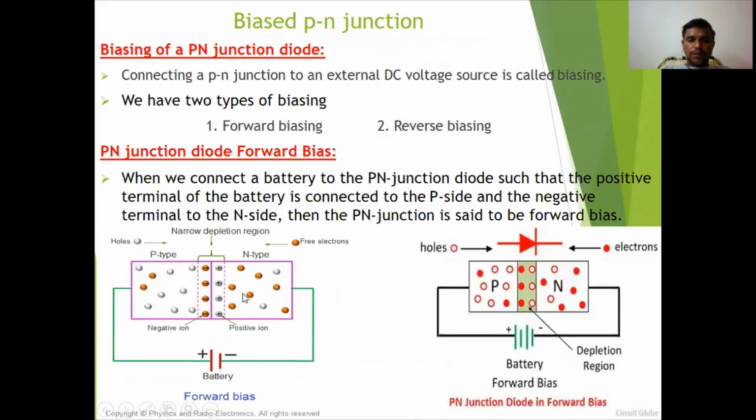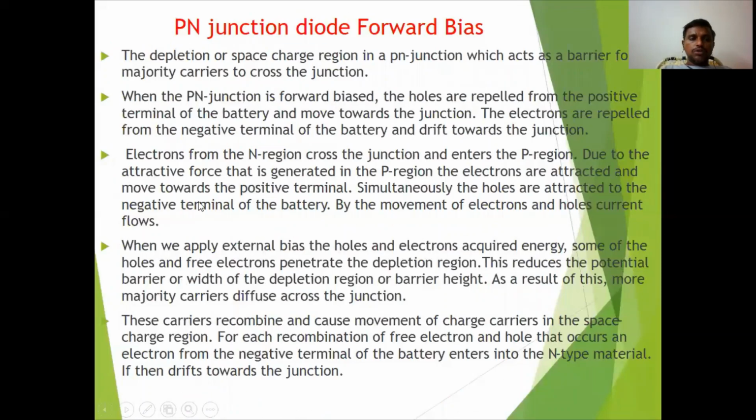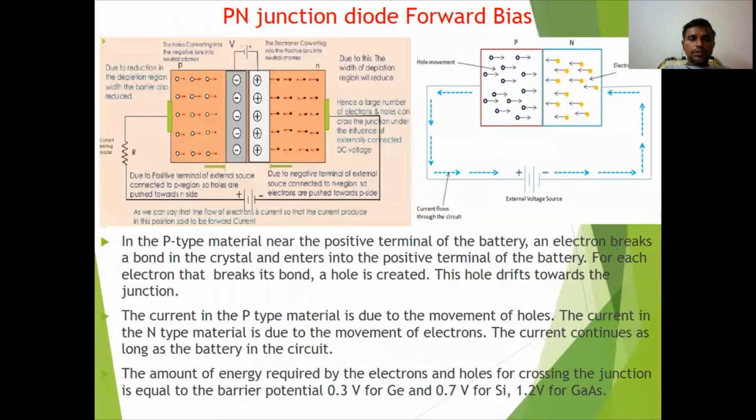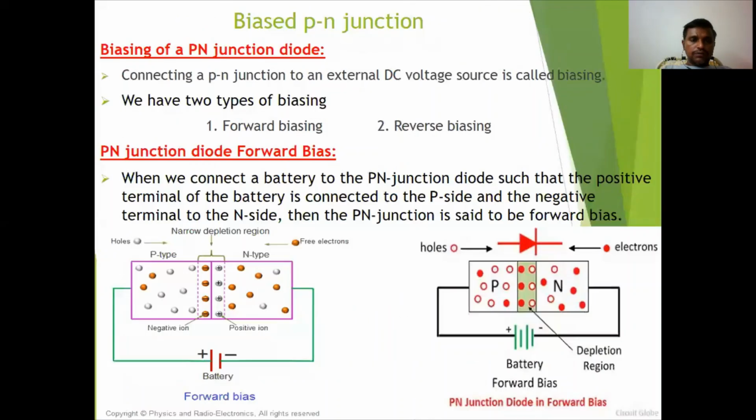That's what I explained now. Okay, so electrons from the n-type region cross the junction and enter into the p-type region. Due to the attractive forces that are generated in the p region, the electrons are attracted and move towards the positive terminal. Okay, so here what do we have? We have n-type material.